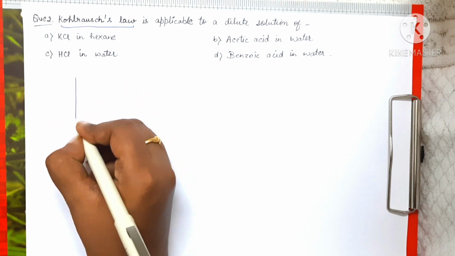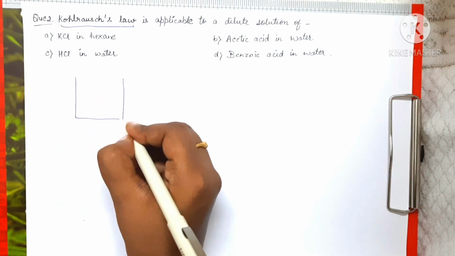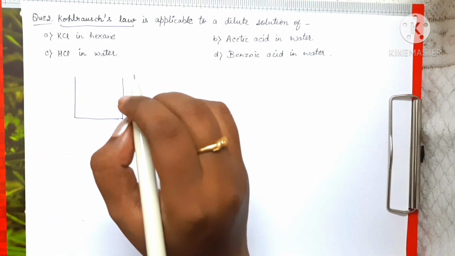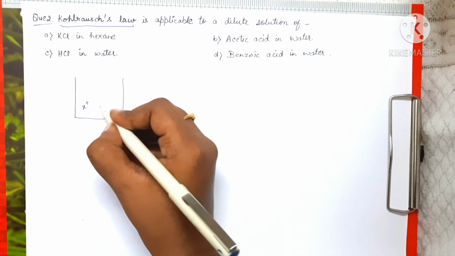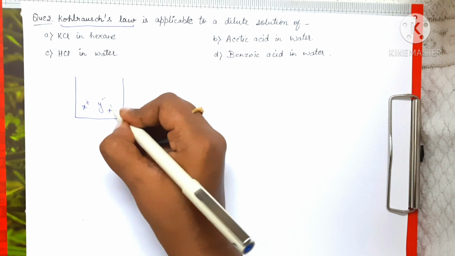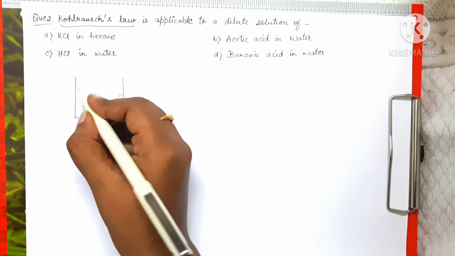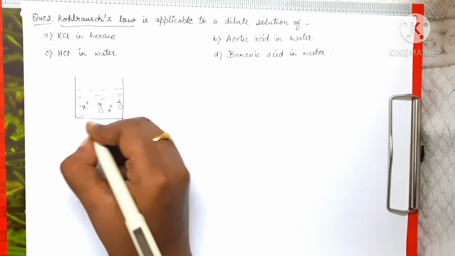Suppose we have an electrolytic solution, we have some electrolyte in it, right? And that electrolyte has completely dissociated into X positive and Y negative ions in water, right?